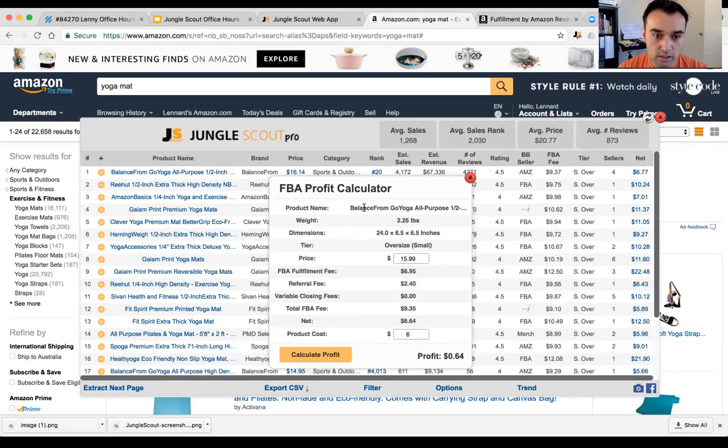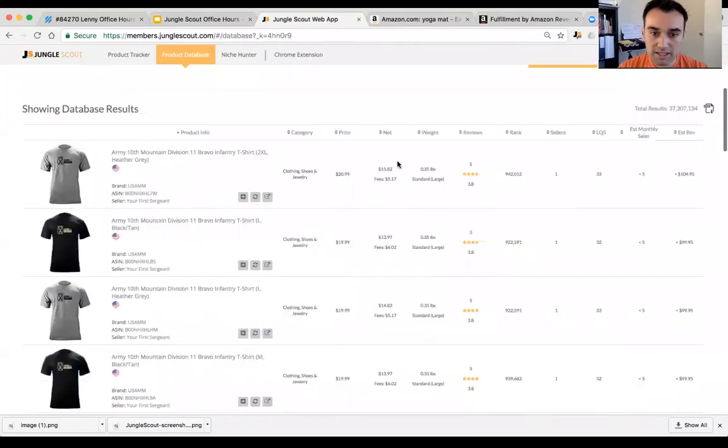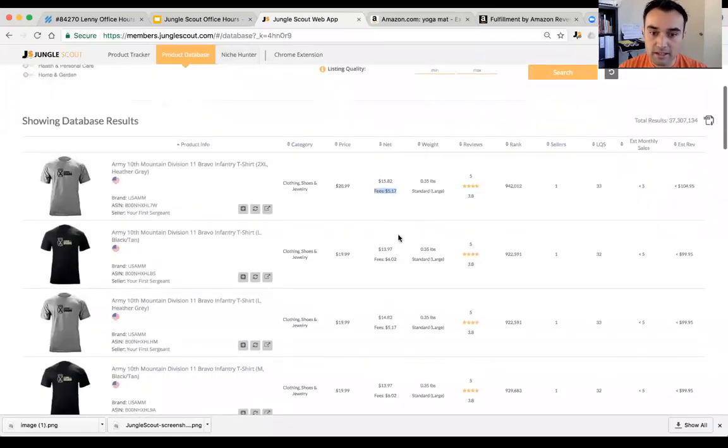If you don't have the Chrome extension, the product database and Niche Hunter in the web app does calculate fees here under the listings. However, it calculates fees only for the price of this product. It doesn't allow you to put in your own price. It only shows you the fees based on the price displayed here.